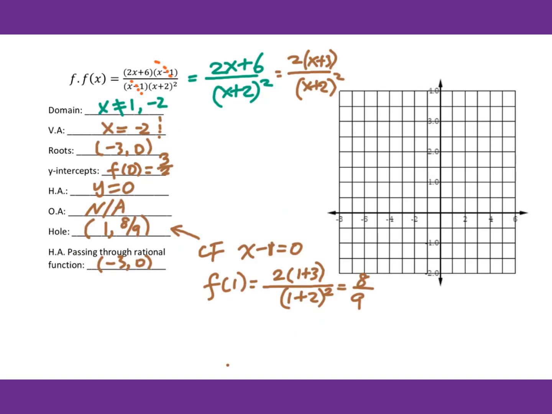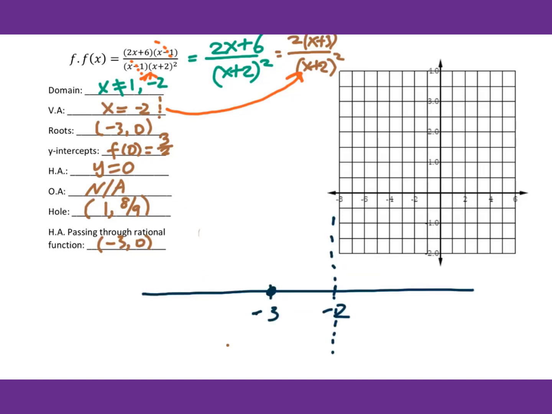For f, we do have a common factor, that's x minus 1. For the domain, you have to use the original rational function. For the vertical asymptote line, use the simplified one. And for the hole, you set the common factor equals 0, plug into the simplified, you get (1, 8 over 9). For the number line, -3 is a root and -2 is a vertical asymptote line. This is 0. Plug in 0, this is positive, so positive.